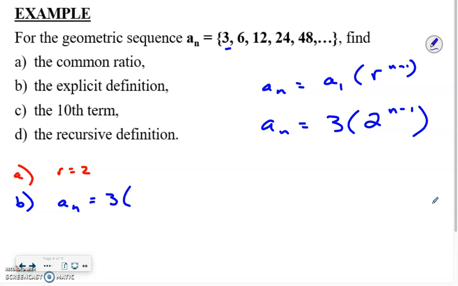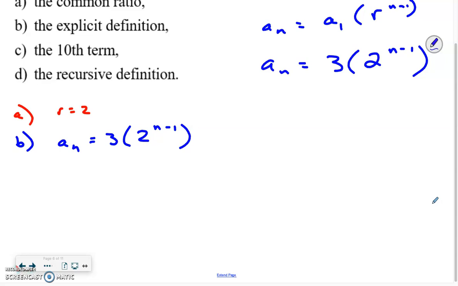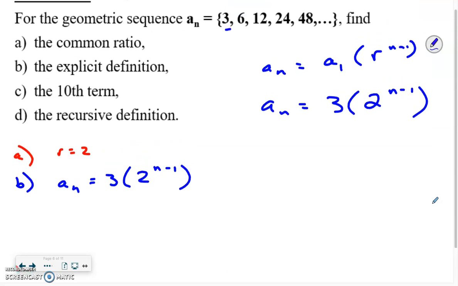So the best we've got is 3 times the quantity, 2 raised to the n minus 1 for this particular problem. Okay. Now again, if we had a different A1 or if we had a different R value, then it would look totally different. But again, with A1 being 3 and R equaling 2, then we have it. Next up, we want to then find the 10th term.